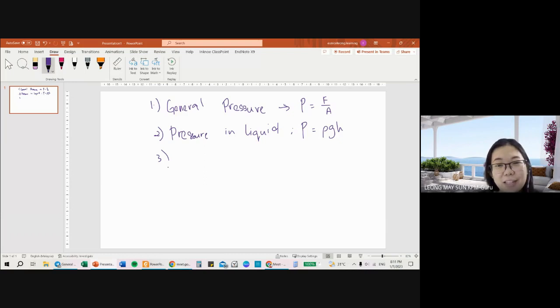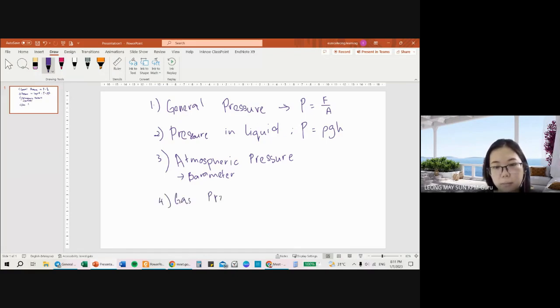Okay, then after that, pressure in liquid, we talk about atmospheric pressure. Okay, atmospheric pressure, again, the apparatus that we use is actually mercury barometer. Then we talk about gas pressure. And gas pressure, we actually use manometer.